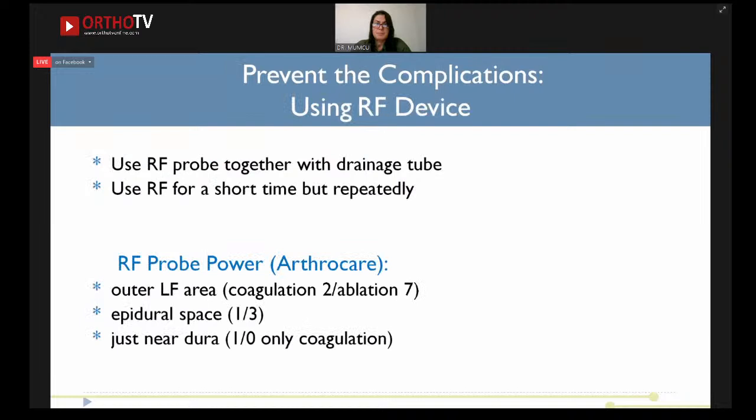To prevent RF damage, you can relatively touch the dura of the lumbar spine, but on the cervical spine, don't. You should avoid touching directly on the dura at the cord level. Use RF for a short time and repeatedly.